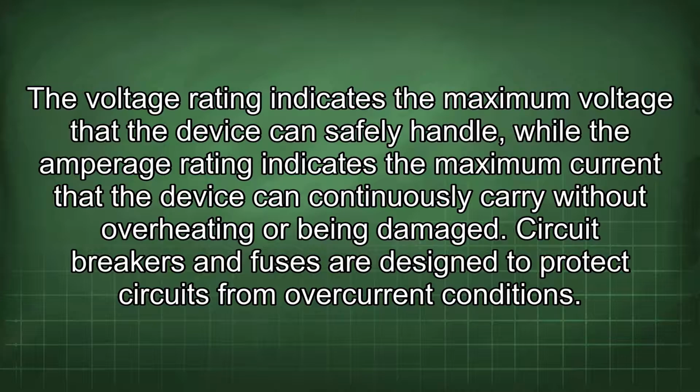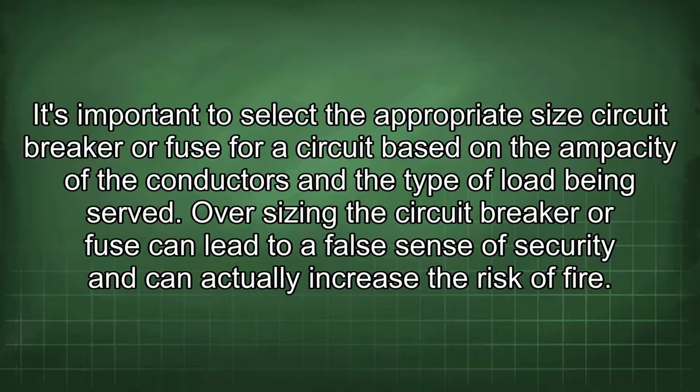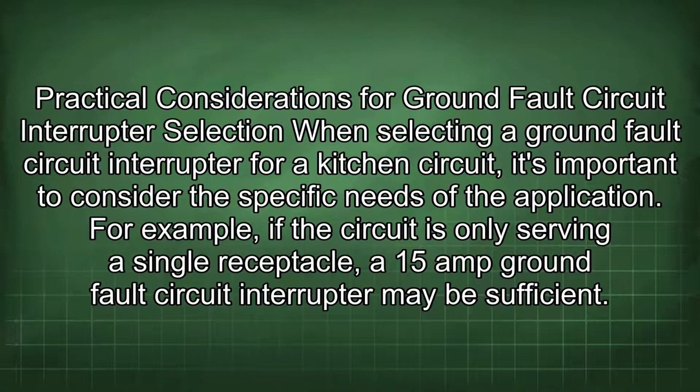Circuit breakers and fuses are designed to protect circuits from overcurrent conditions. When the current in a circuit exceeds the rating of the circuit breaker or fuse, the device will trip, interrupting the flow of electricity and preventing damage to the wiring and connected devices. It's important to select the appropriate size circuit breaker or fuse for a circuit based on the ampacity of the conductors and the type of load being served. Oversizing the circuit breaker or fuse can lead to a false sense of security and can actually increase the risk of fire. Practical considerations for ground fault circuit interrupter selection.